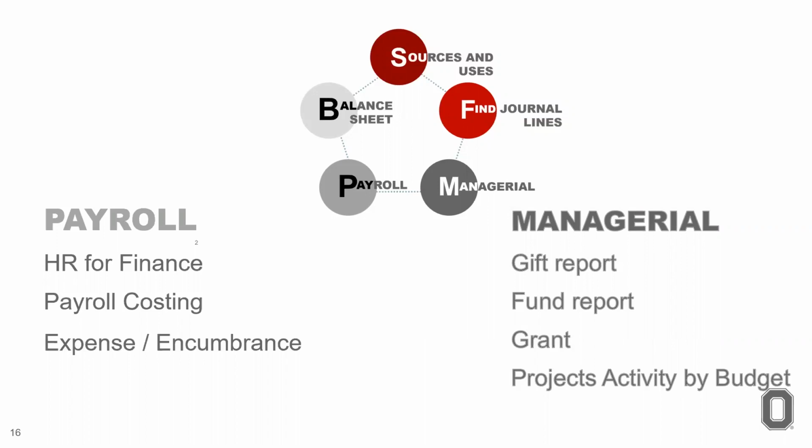HR for Finance reports provide information on HR business processes to help finance keep an eye on activity. Costing reporting shows where costing overrides may be needed or have been keyed. And expense or encumbrance reporting provides payroll detail for general ledger reporting of payroll expense encumbrance lines. One example is the payroll funding errors by accounting period, which is used to identify bad funding rule combinations so that funding can be corrected prior to the expense posting.